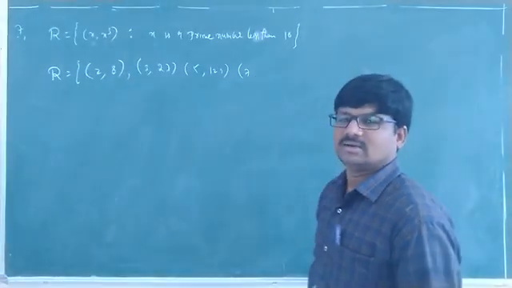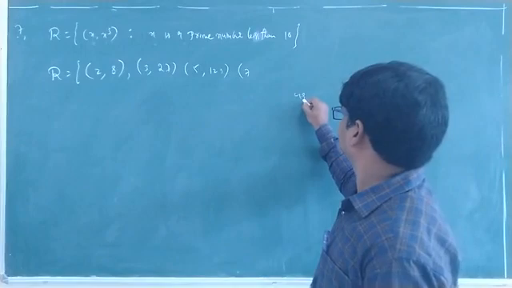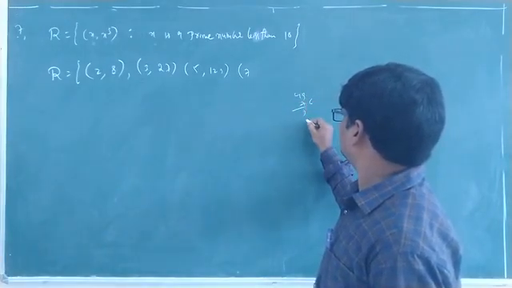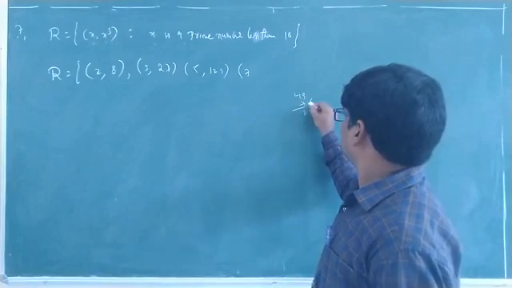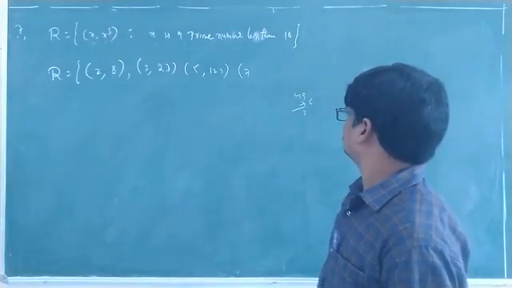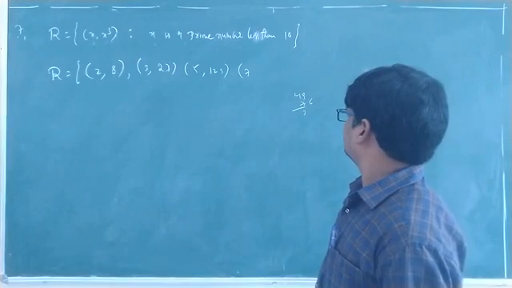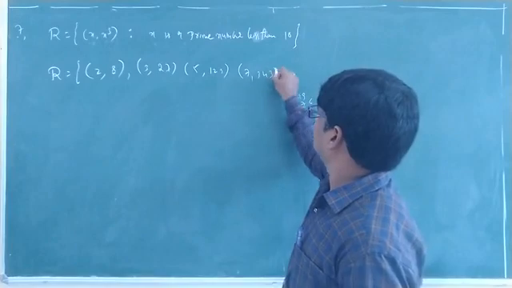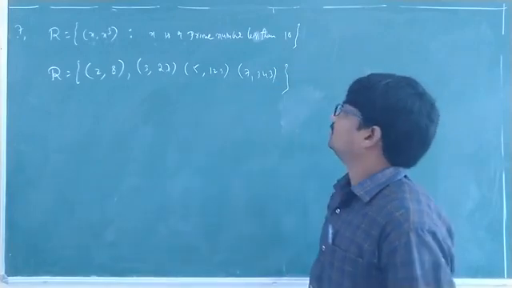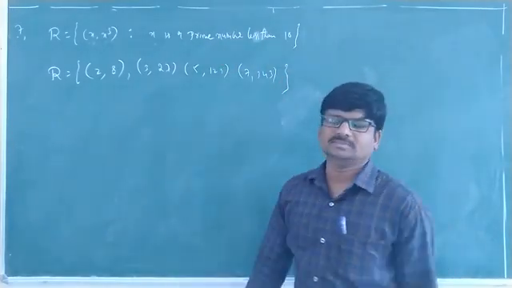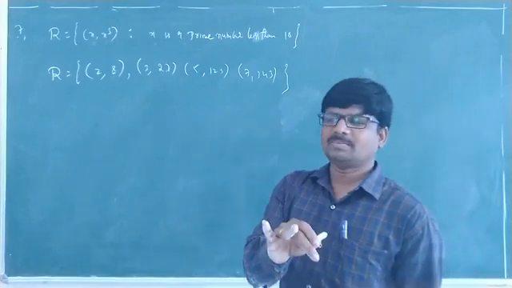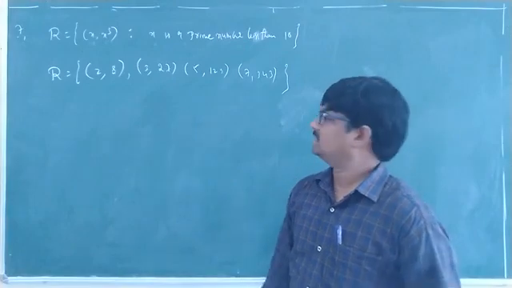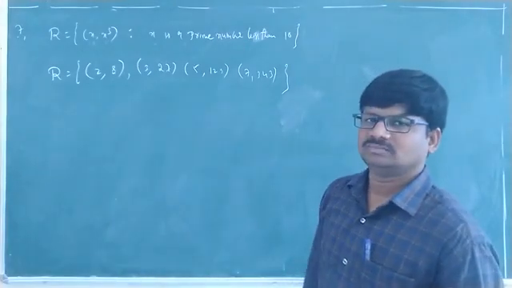7 cube is 343. Here you have to take prime numbers less than 10. That means 2 is a prime number, 3 is a prime number, 5 is a prime number and 7 is a prime number. These 4 only we get. So this is the relation in roster form.